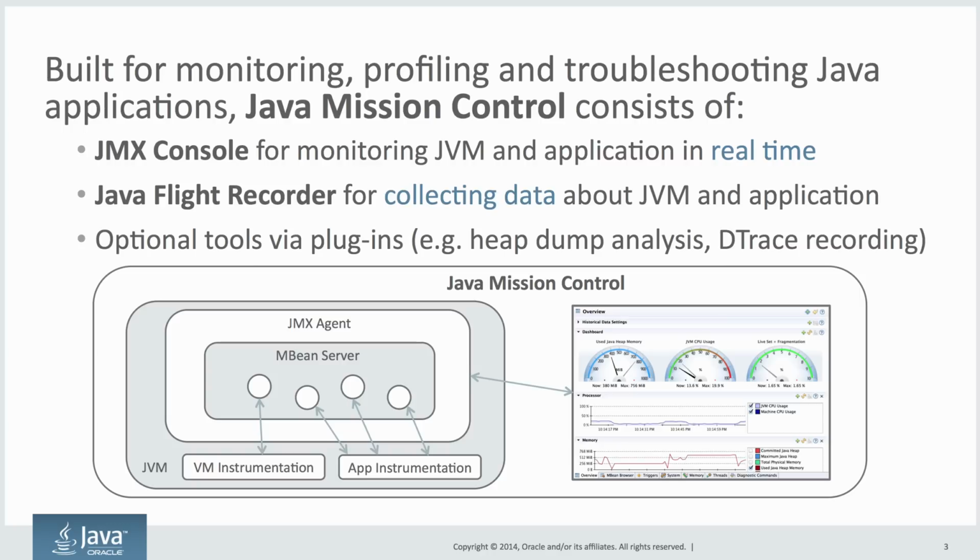Java Mission Control was built for monitoring, profiling, and troubleshooting Java applications and consists of two parts. One is the JMX console, and that's for monitoring in real time, and then Java Flight Recorder is for collecting data over time. Also, via plugins, you can have some optional tools that do heap dump analysis and DTrace recording. Here's an architectural diagram. Essentially, Java Mission Control talks to a JMX agent, which has an MBean server that then talks to the built-in VM instrumentation and app instrumentation built into the JVM.